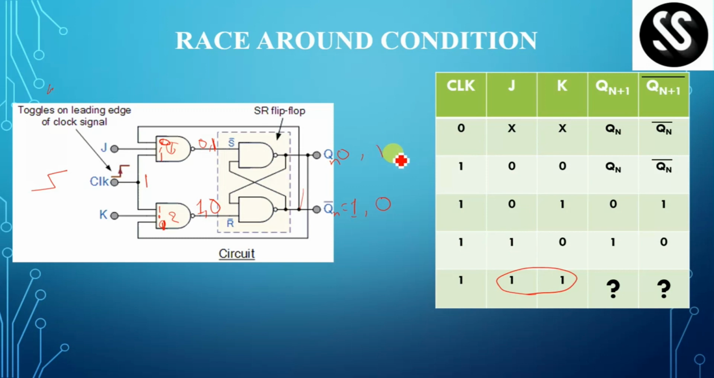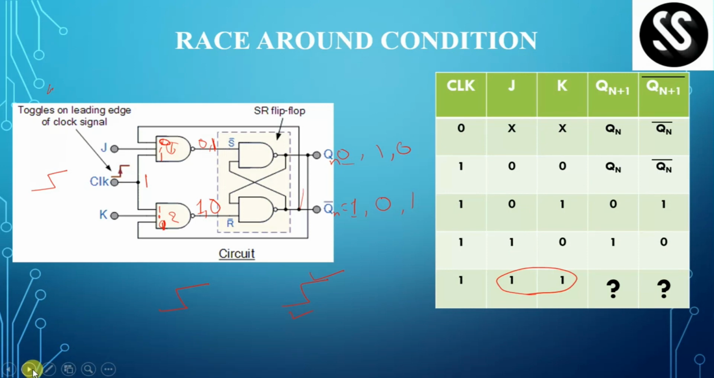So S is 1, that means this is 0 and this becomes 1. So this is 0, 1, 0, 1, repeating until the clock is 1. But what should we expect? When the clock is a constant value, the output should remain constant, either high or low. But this never happens. So this is the demerit, and this demerit is called the race around condition, or racing.